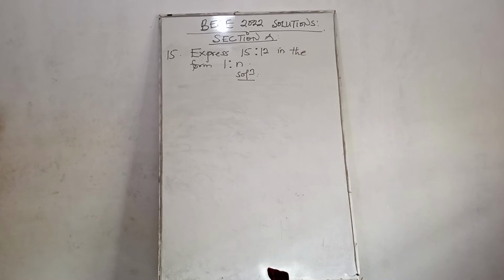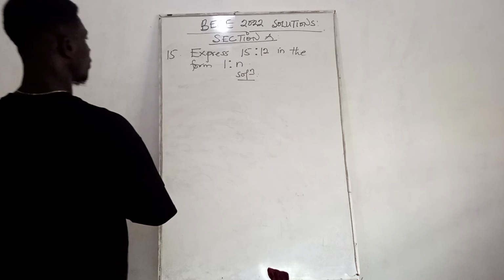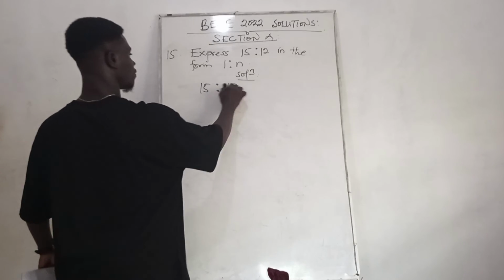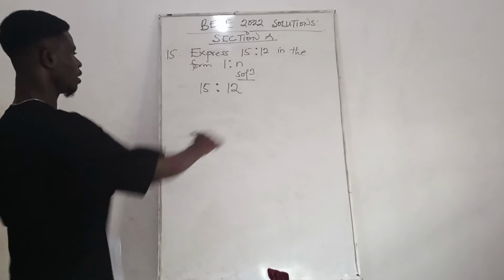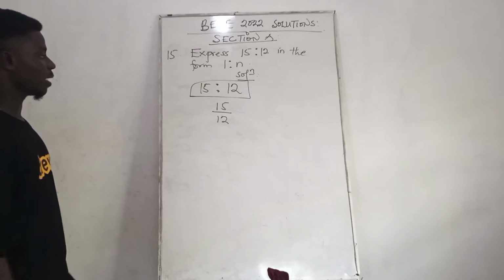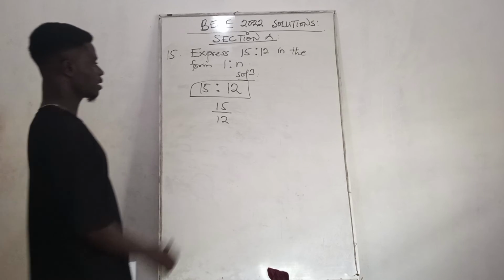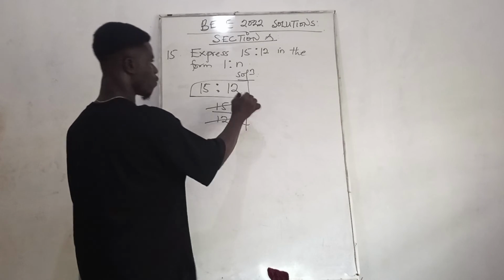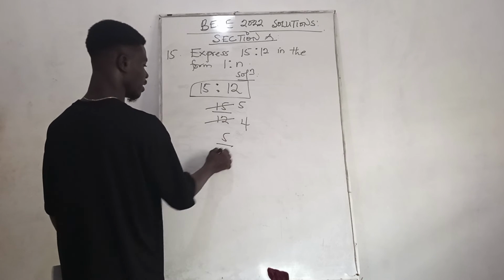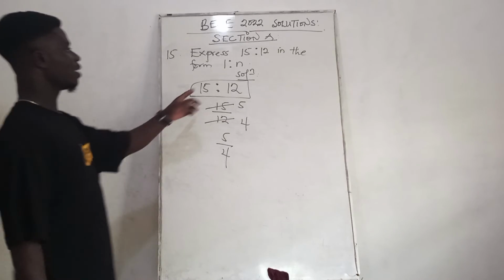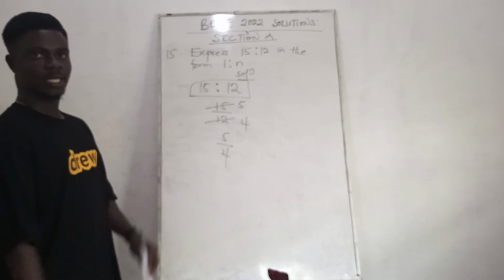All right, question 15. That's our last question for this tutorial. Express 15 to 12 in the form 1 to n. If you want to express that, this 15 to 12 can also be written as 15 over 12, right? So we can reduce that. 3 into 15, we get 5. Then 3 into 12, we get 4, right? So we have 5 to 4, but they want it in the form 1 to n.